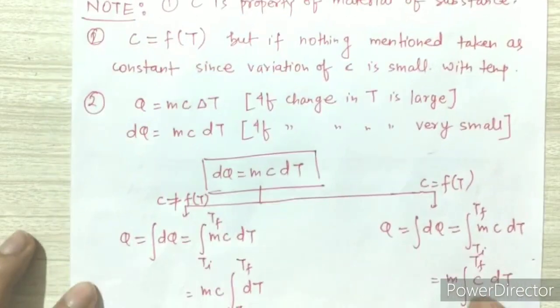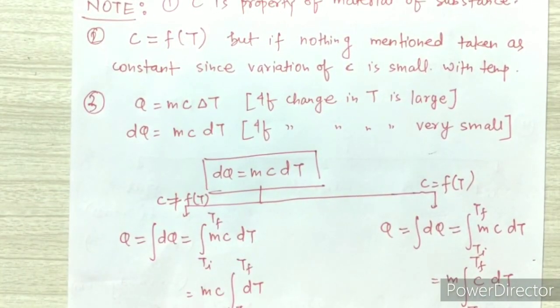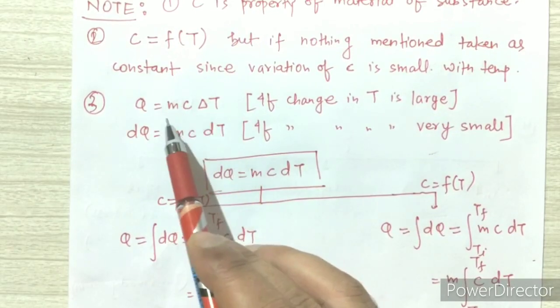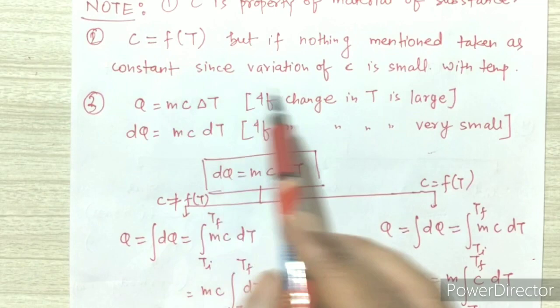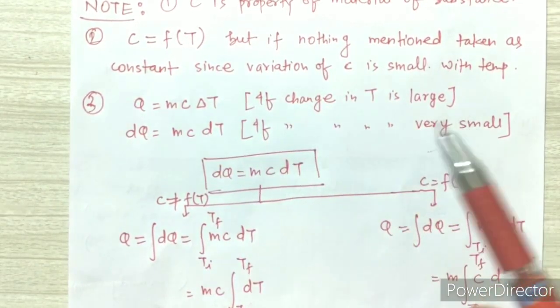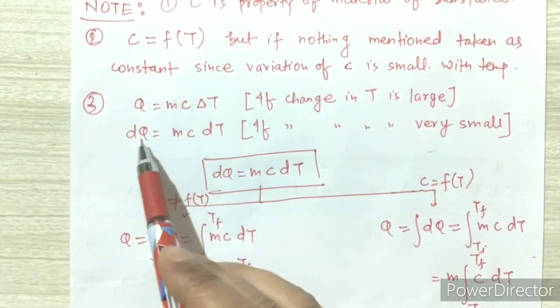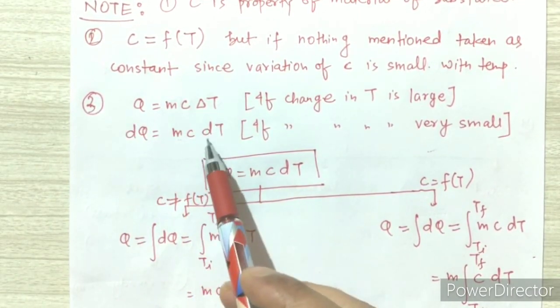Now see the next point, point number 3. Q equal to MC delta T, as we learned earlier, for heat released or heat given or heat taken. We will apply this formula when the temperature change is large, and if the temperature change is small, then we will apply the differential form, that is dQ equal to mc into dT.